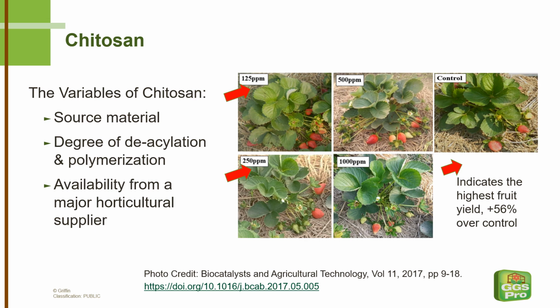Here's another trial of chitosan on strawberries where it was trialed from 125 parts per million up to 1,000. The red arrows indicate here where they got the best fruit yield out of this crop. That was at 125 to 250 parts per million.